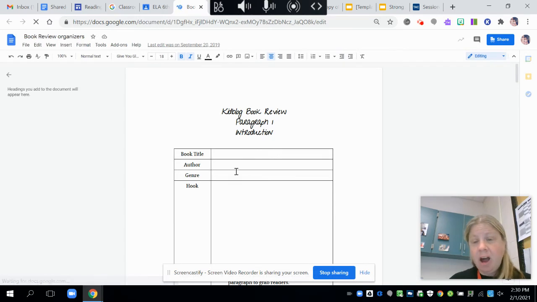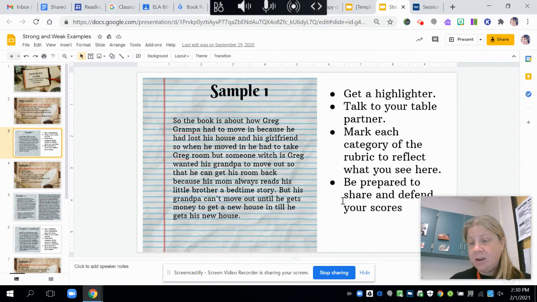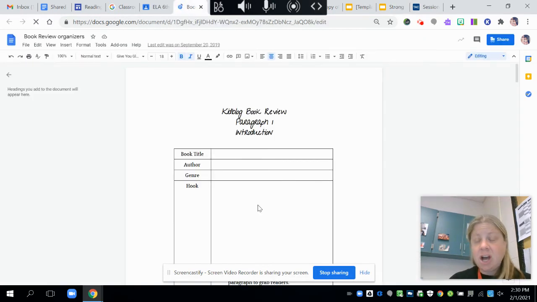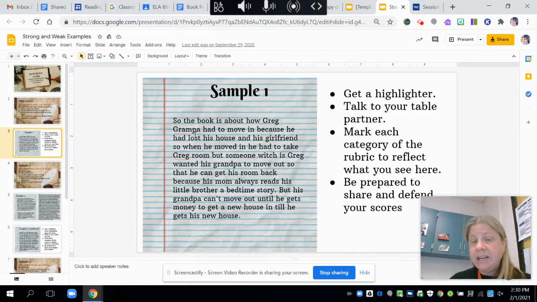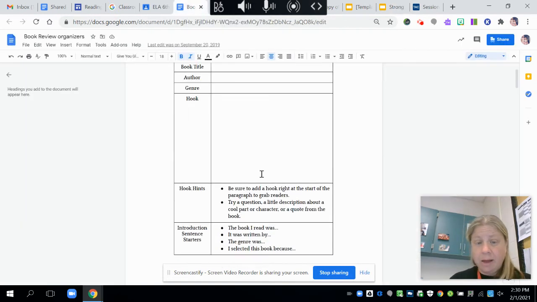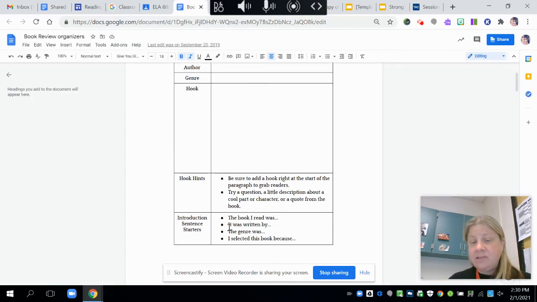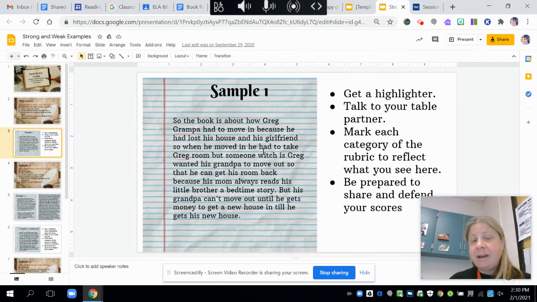Did this person include the author or tell us that it was a humor story? Again, that is not included here. Did this author provide some kind of a hook with a cool quote from the book or a funny line from the book? Again, we don't even really know what this book is, so that doesn't meet that component either. Things that they said, like some ideas, the book I read was, the genre was, the reason I selected this book. As a matter of fact, this whole first example is missing that first paragraph.